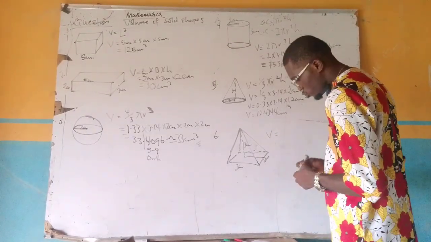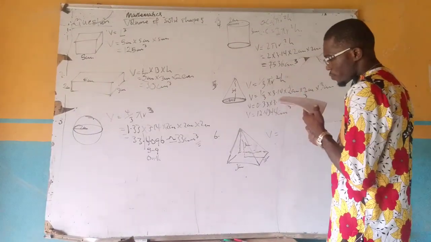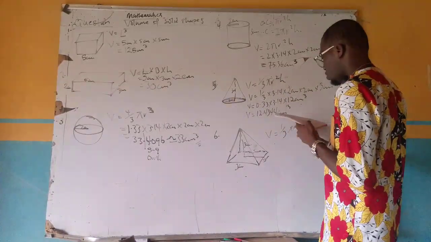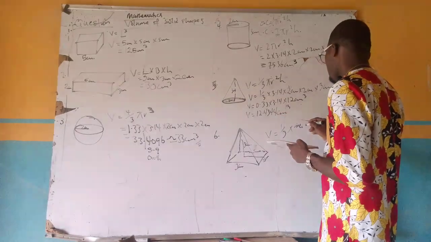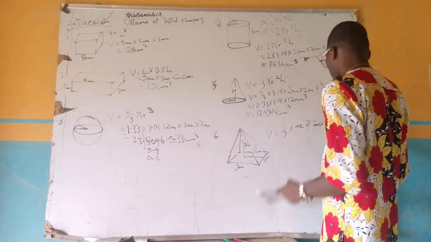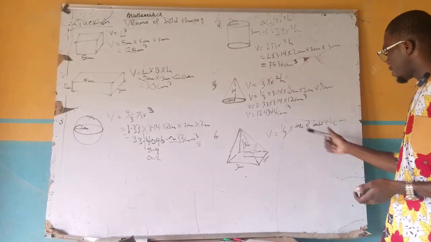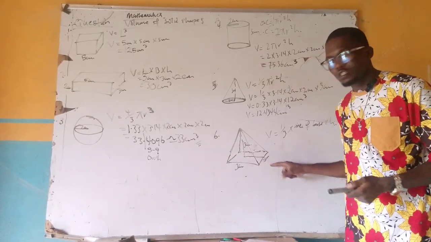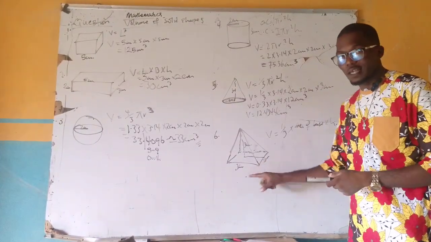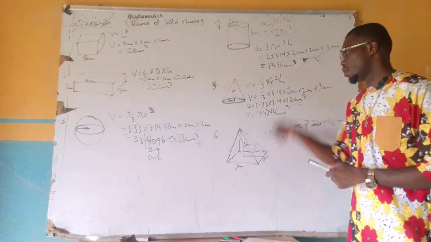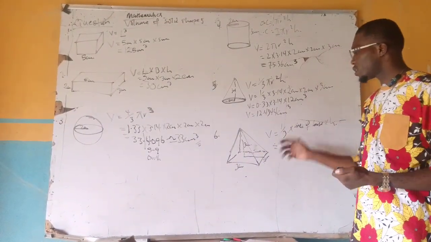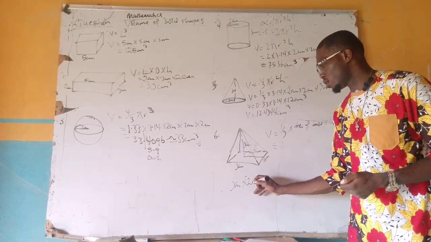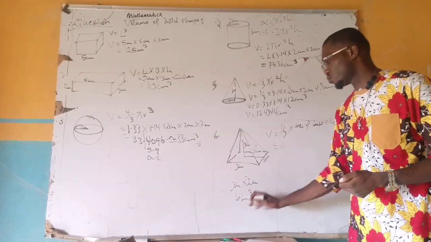The volume of this shape is not difficult. We have the formula 1 over 3 times area of base times height. What do they mean by area of base? We have a solid, and a plane shape which is a rectangle. We find the area of that rectangle, then multiply it by the height. The area of the rectangle is 3 centimeter times 2 centimeter, which gives us 6 centimeter square.